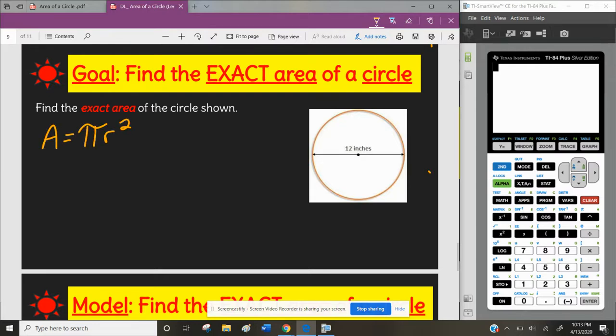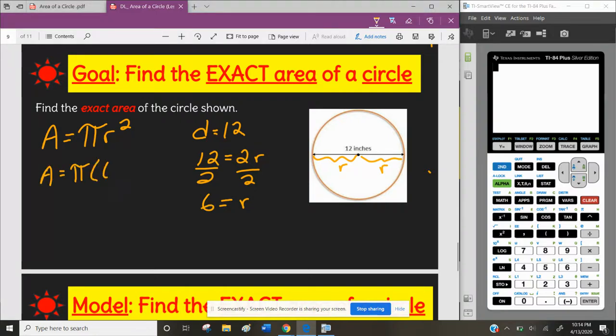times r squared. Given this picture, we know we have a diameter, which is 12, which would be composed of 2 radii. We only need 1 radius. So 12 equals 2 times the radius. So our radius is 6. A equals pi times 6 squared.